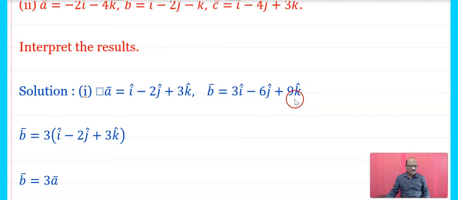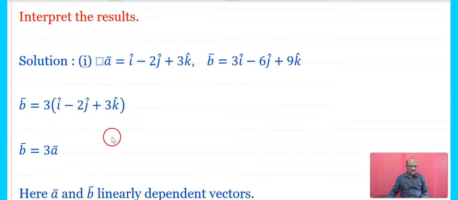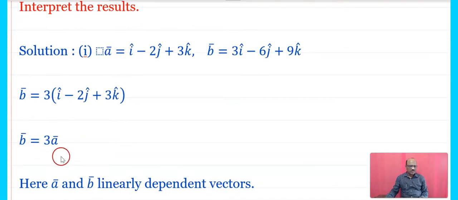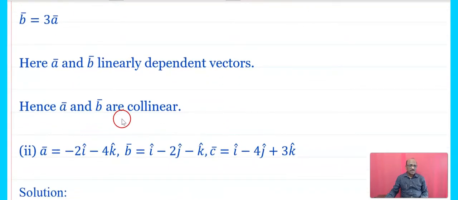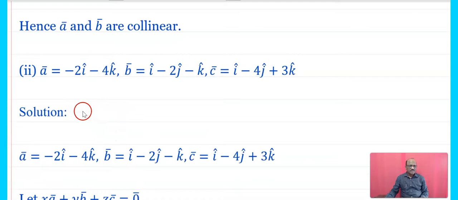If we consider this vector b̄ and take 3 as common, then in the bracket you will get i cap − 2j cap + 3k cap. That is, b̄ = 3ā. Here ā and b̄ are linearly dependent vectors, and hence ā and b̄ are collinear. Next, ā = −2i cap − 4k cap, b̄ = i cap − 2j cap − k cap, and c̄ = i cap − 4j cap + 3k cap.